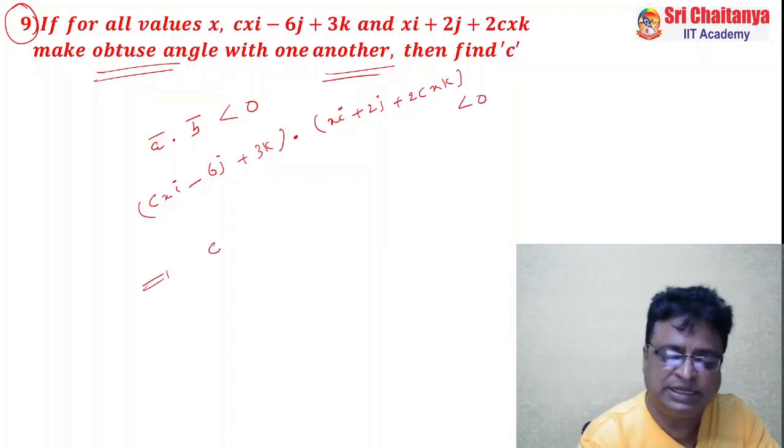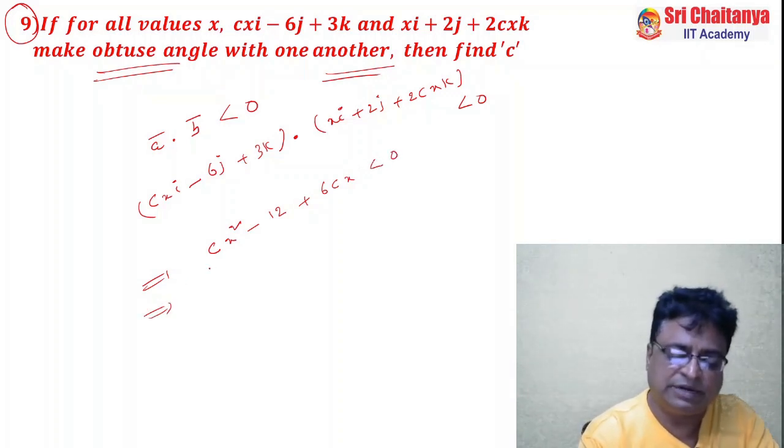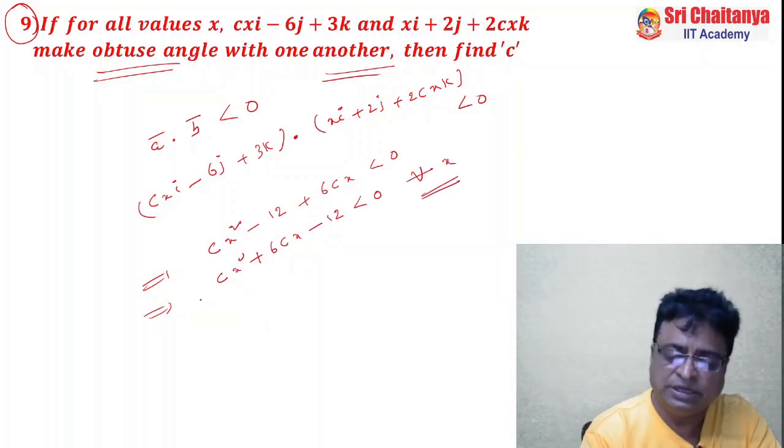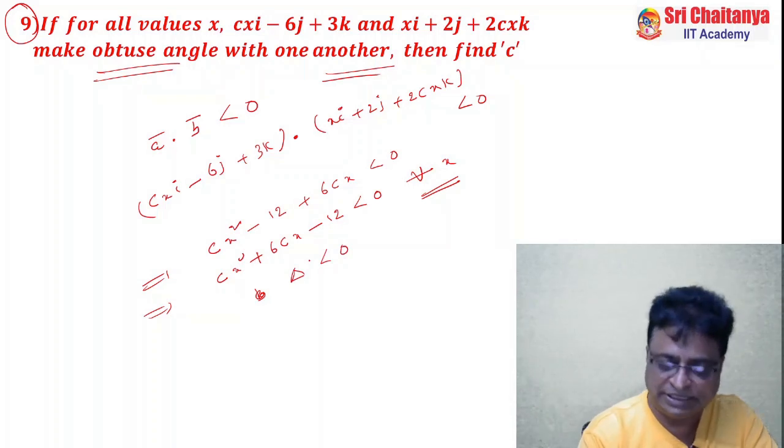That means cx square minus 12 plus 6cx is less than 0. That means cx square plus 6cx minus 12 less than 0 is true for every x. It is true for every x. This inequality is true for every x only if its discriminant is less than 0. Its discriminant is less than 0.